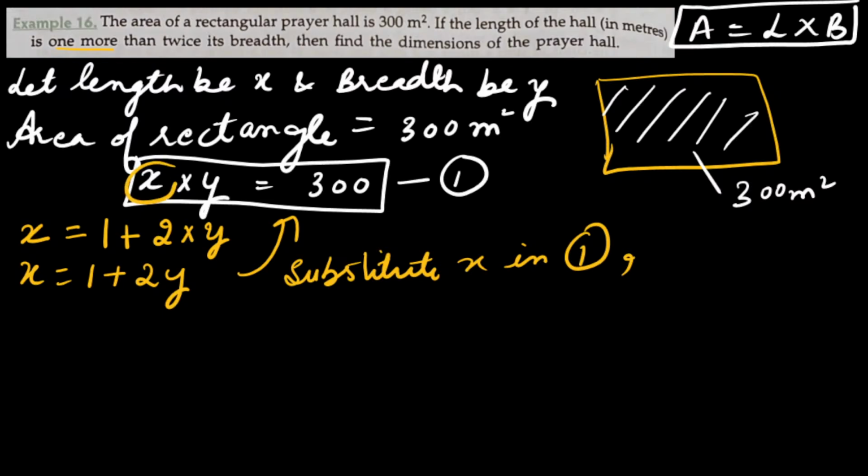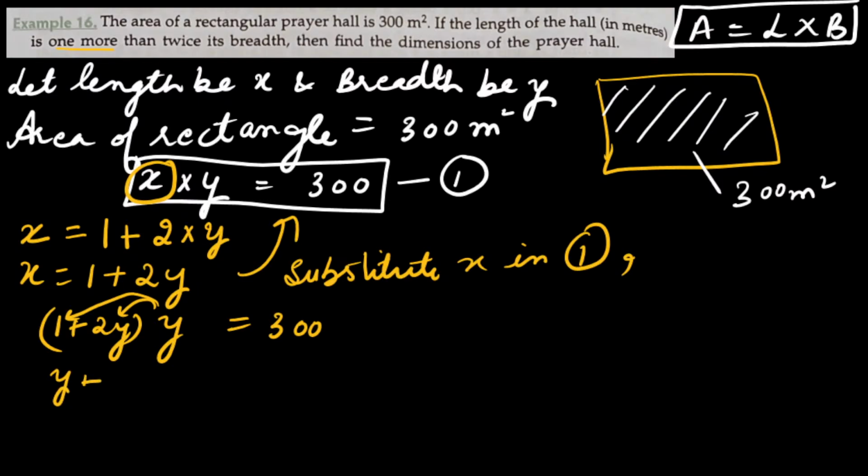So here in place of x I'll just write its value. So (1 plus 2y) into y is equal to 300. Now let's multiply this. So y into this also, y into this also. So what will we get? y into 1 is y, 2y into y is 2y square. And this is equal to 300.